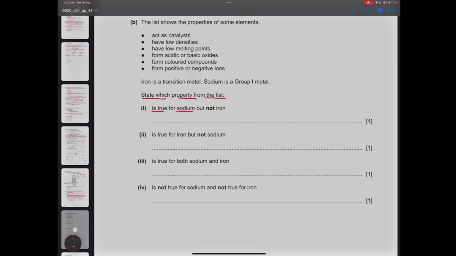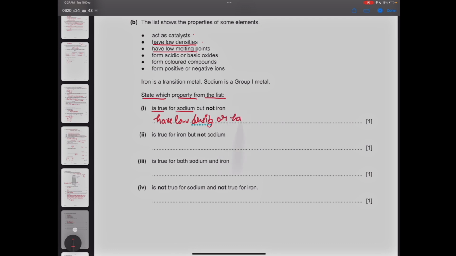Sodium, does it act as a catalyst? No. Does sodium have a low density? I think so. Sodium has low density but iron does not. So your answer should be have low density. Have low melting point. Sodium has a low melting point but iron does not. So you can write any one out of these two.